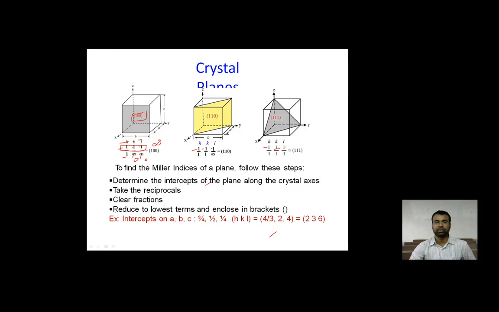We will discuss later how these things change and how they work. The Miller indices determine the intercept of the particular plane along the crystal axis, and we take the reciprocal.